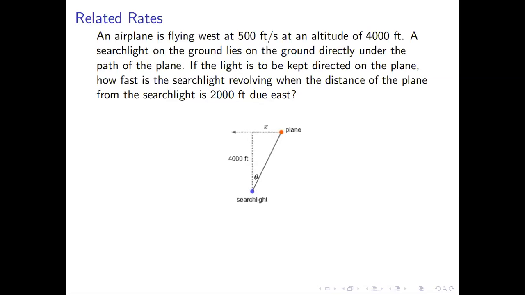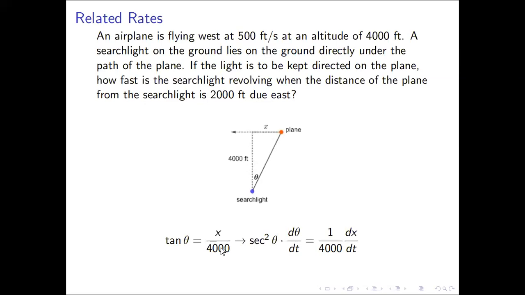So what is tangent theta? It's opposite over adjacent. Okay, so it's x over 4,000. And with that, we can differentiate with respect to time. Again, if you have a related rate problem, you always differentiate with respect to time, both sides. So if I differentiate tangent theta, we know it's secant squared theta. Don't forget to apply the chain rule, derivative of the quantity inside, which is just d theta over dt.